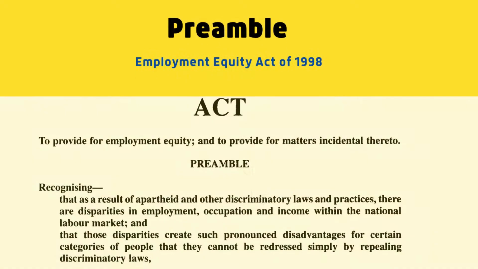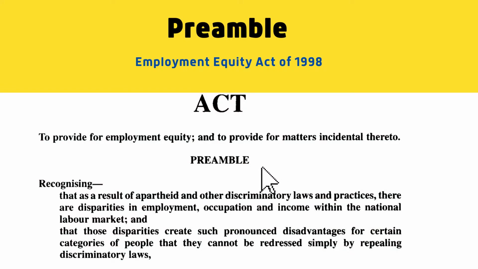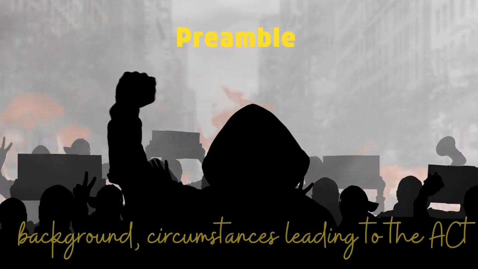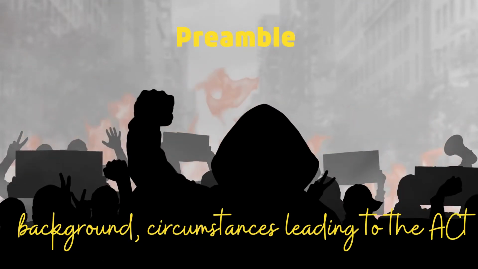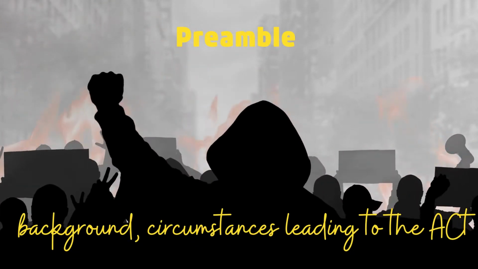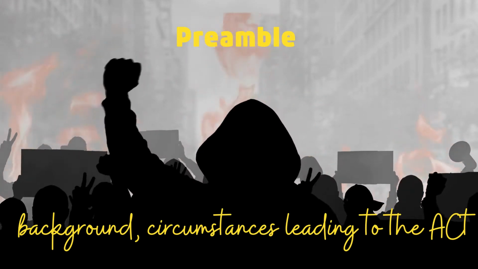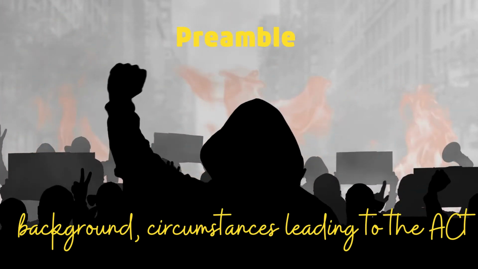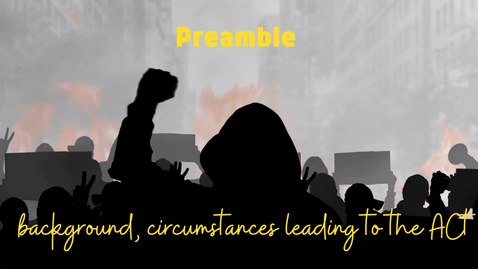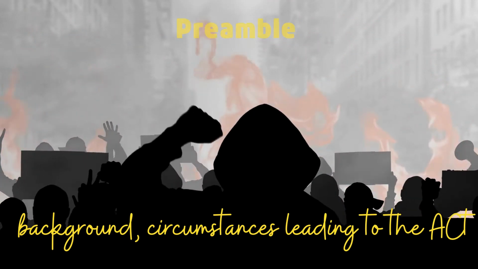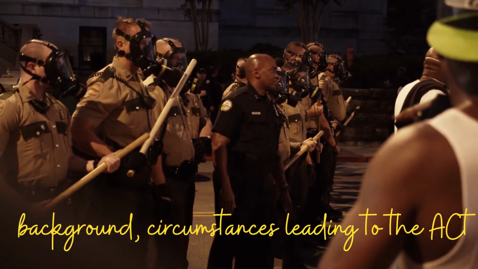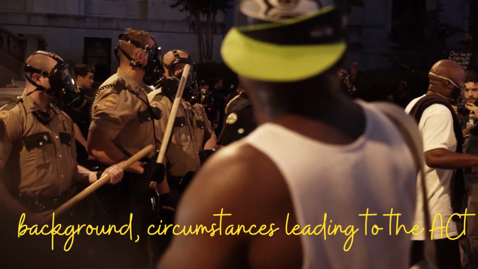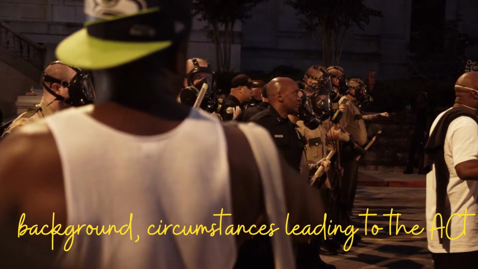The other important feature is the preamble. You will notice that a preamble is not always present in all Acts of Parliament. When a preamble is necessary, it is usually placed after the long title. The preamble basically states the background, the circumstances, and reasons for the creation of the specific Act of Parliament. In this case, the circumstances that led to the creation of the Employment Equity Act include apartheid and other discriminatory laws and practices in the South African labour markets.